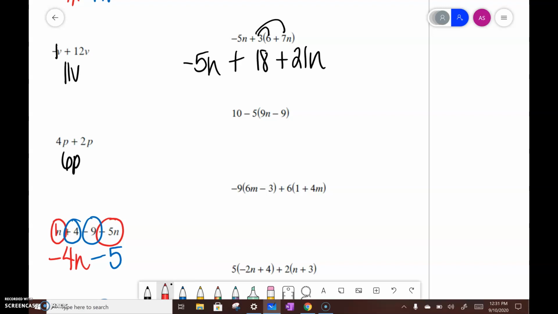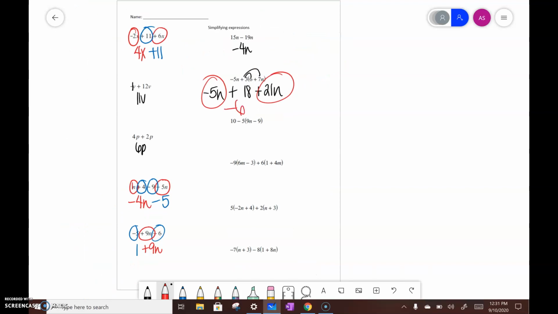So now I'm not done because I still want to combine my like terms. Okay, so I have negative 5n and 21n, which will give me 16n, negative 16n. And then I'm going to bring down my 18, and I have plus 18. So my final answer is negative 16n plus 18.